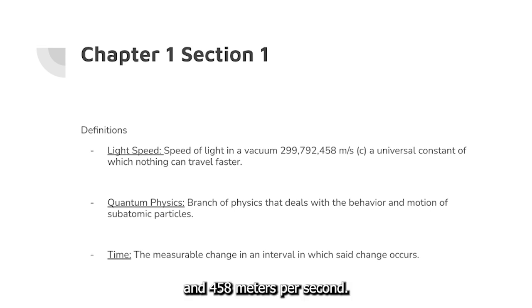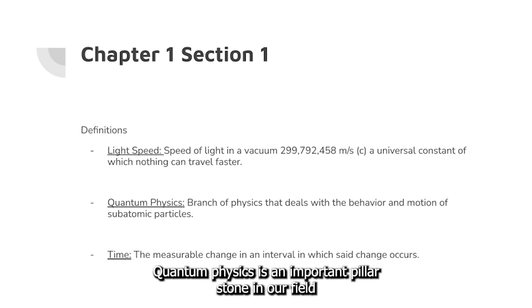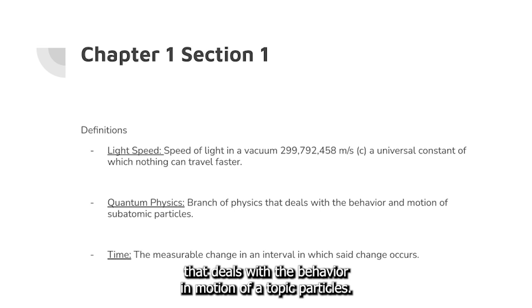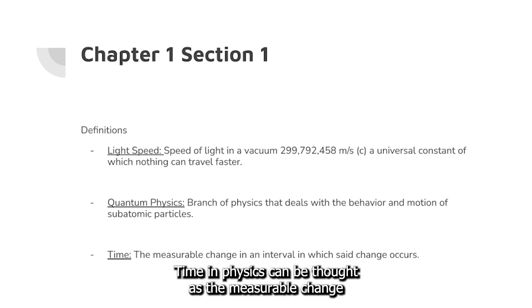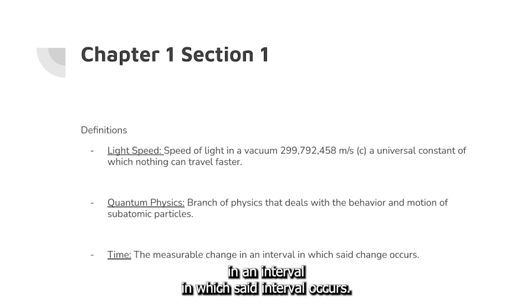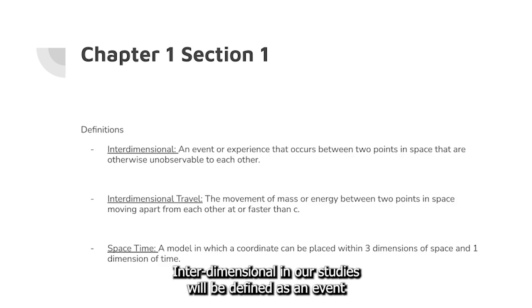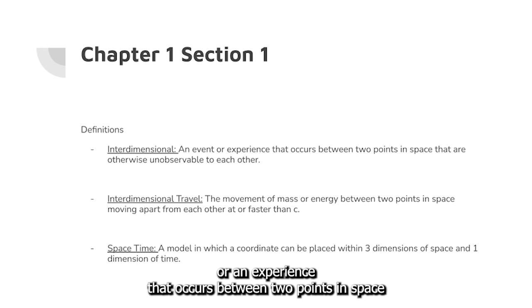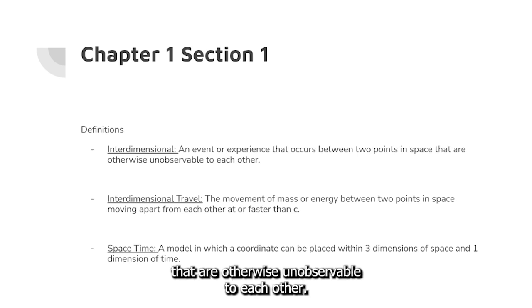299,792,458 meters per second. Quantum physics is an important pillar stone in our field and is defined as the branch of physics that deals with the behavior and motion of subatomic particles. Time in physics can be thought as the measurable change in an interval in which said interval occurs. Interdimensional in our studies will be defined as an event or an experience that occurs between 2 points in space that are otherwise unobservable to each other. More clarification on this concept to come.